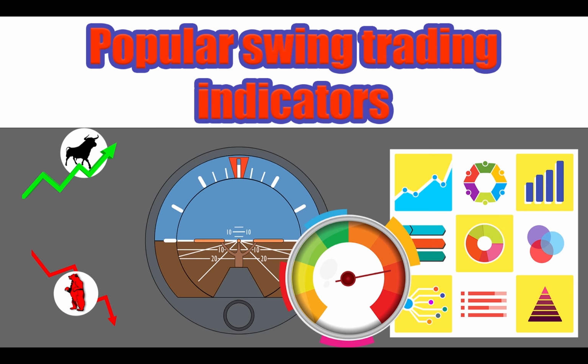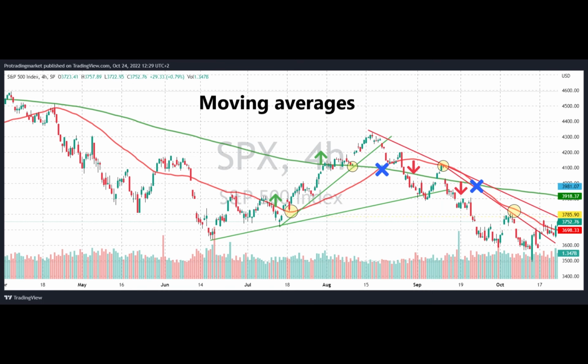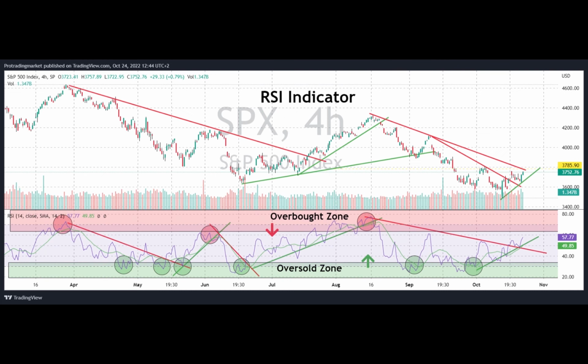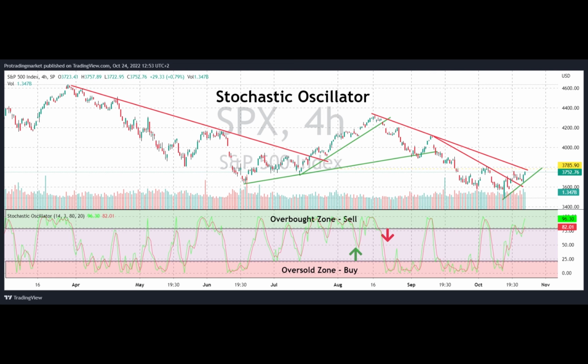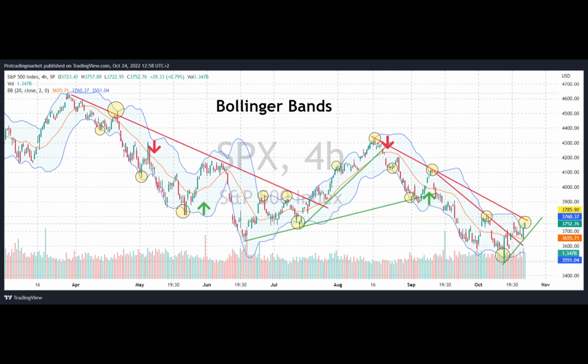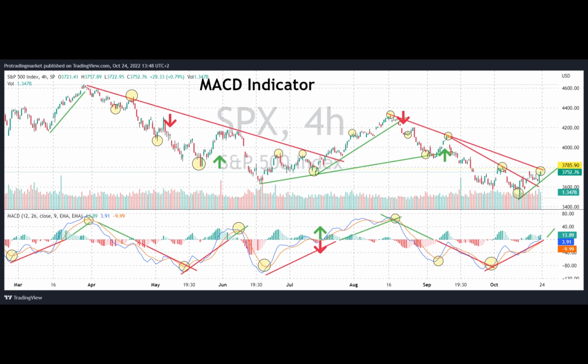Indicators may provide a small lifeline into trading. Here are a few that can help swing traders make the right decision. In order to create a swing trading strategy, many traders will use price charts and technical indicators to identify potential swings in a market, and profitable entry and exit points. Popular swing trading indicators include moving averages, relative strength index, stochastic oscillator, Bollinger Bands, MACD indicator.